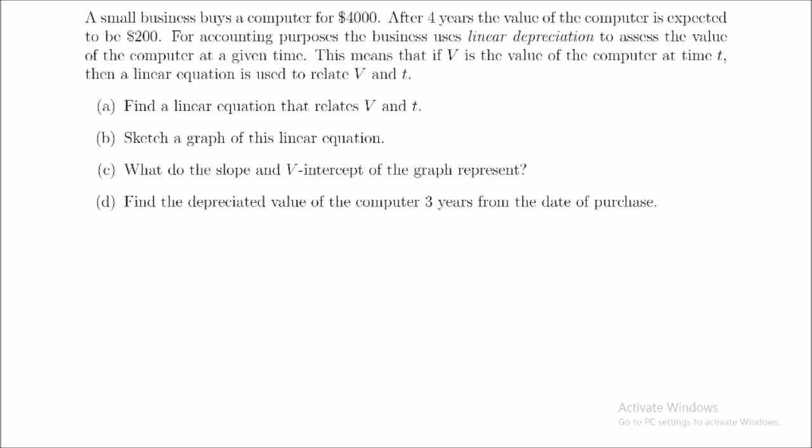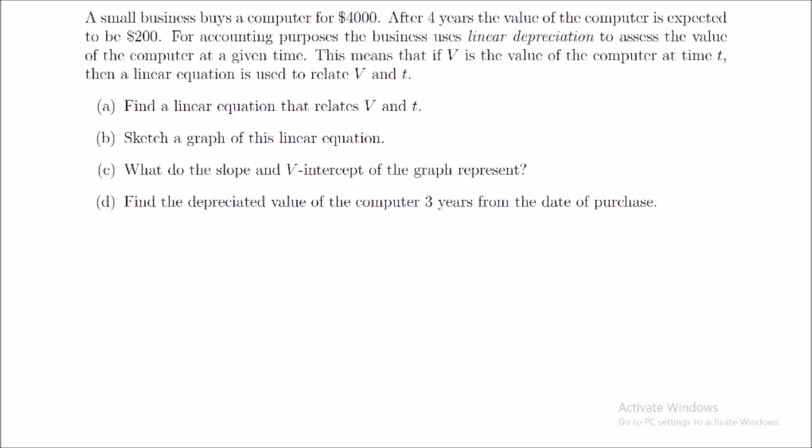Next, let's try to model rate of change using a slope. A small business buys a computer for $4,000. After 4 years, the value of the computer is expected to be $200. Right away, you can tell that the price of the computer drops over time. So we can see that time is the variable that's changing, and the price or the value depends on the time. For accounting purposes, the business uses linear depreciation to assess the value of the computer at a given time.